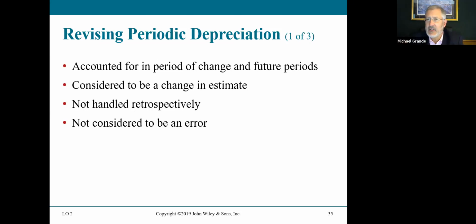It's not considered an error. It's simply a change in estimate. We've got new information. Maybe the asset's going to last longer. Maybe the asset's not going to last as long as we thought it was. And we need to change the calculation.